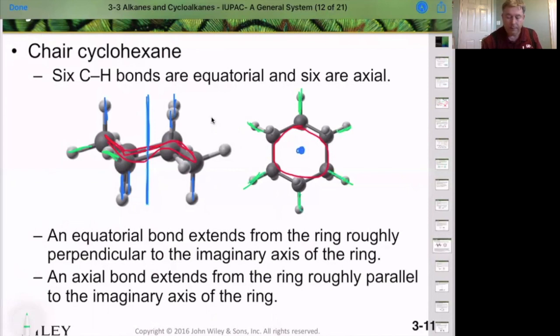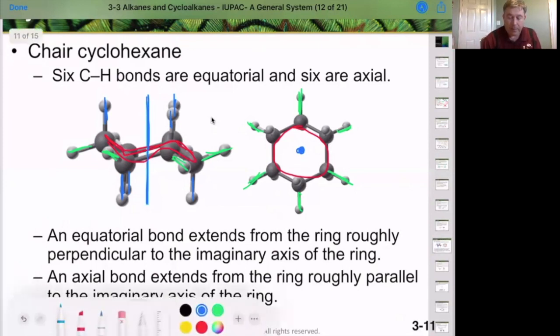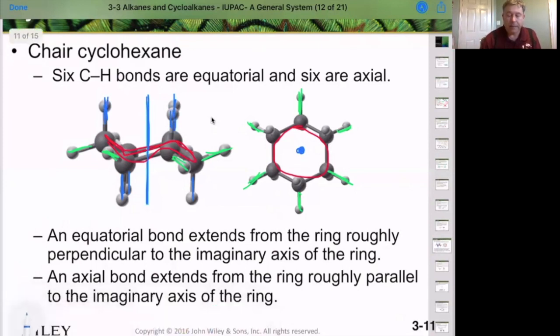Right here are the green ones, and we call those equatorial because they're around the outside, away from the axis. And we call the ones that are in line with that axis the axial hydrogens. And so for these, that would be these three here and the three ones that are similar to it on the bottom.